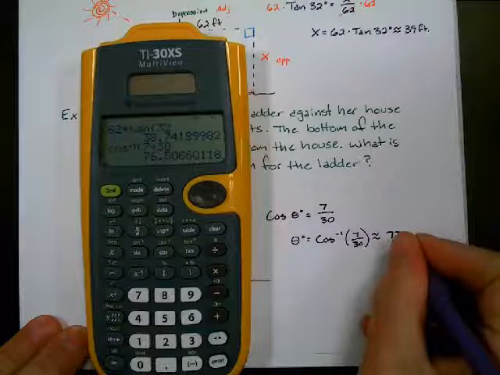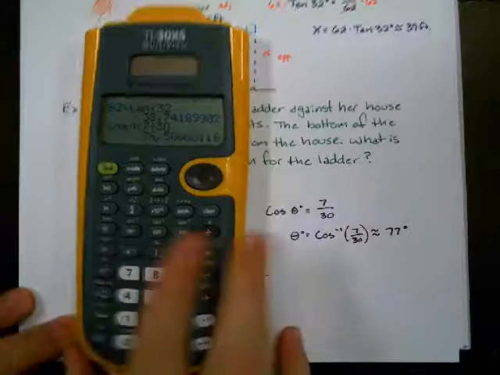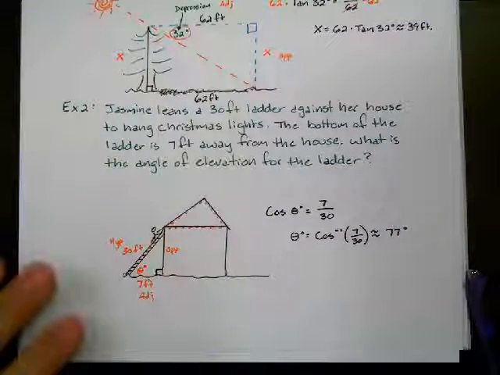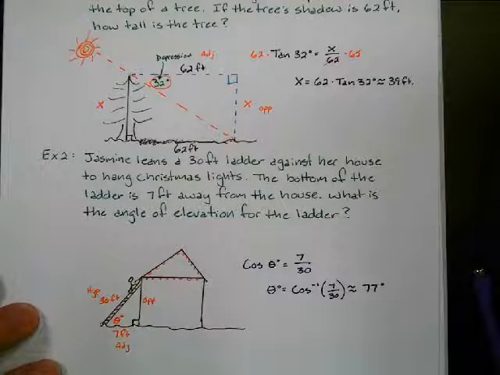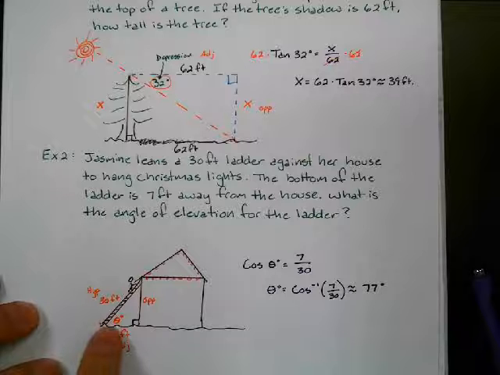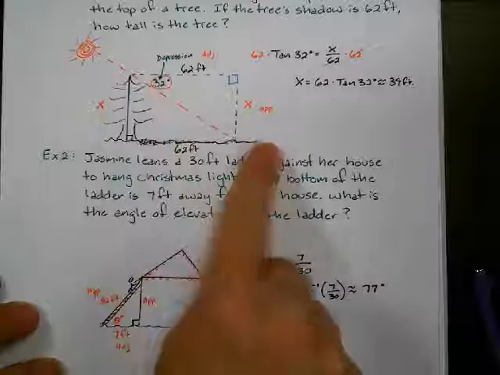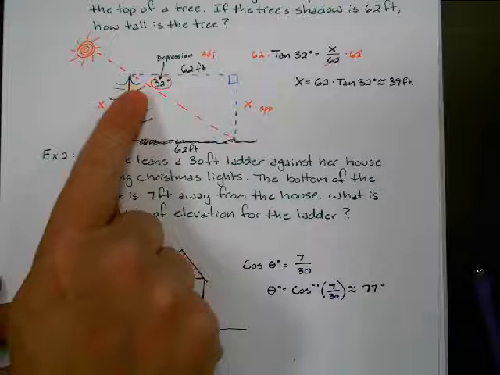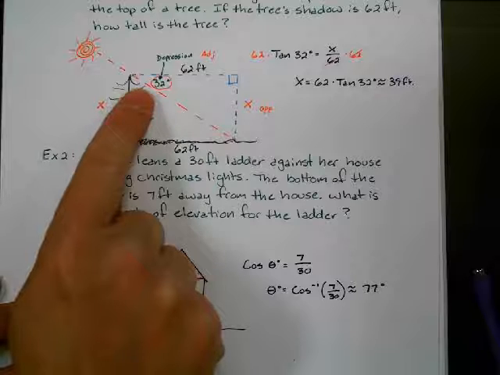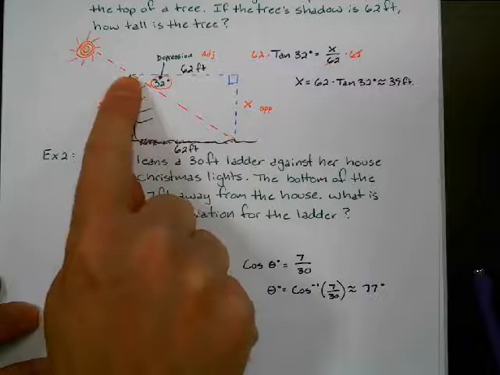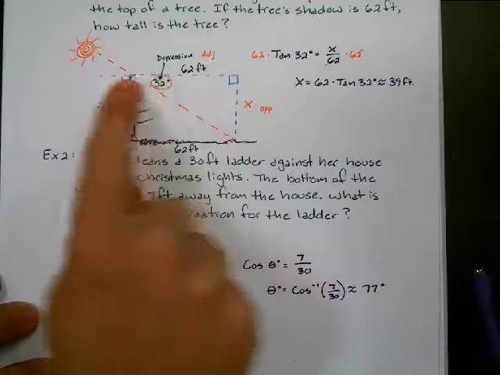Yay, math! So, on these word problems, draw your pictures. Elevation is always looking up. Depression is always looking down. Do not use this angle. That is not the angle of depression. It's the one with the false horizon up here, the horizontal that is not actually the ground.